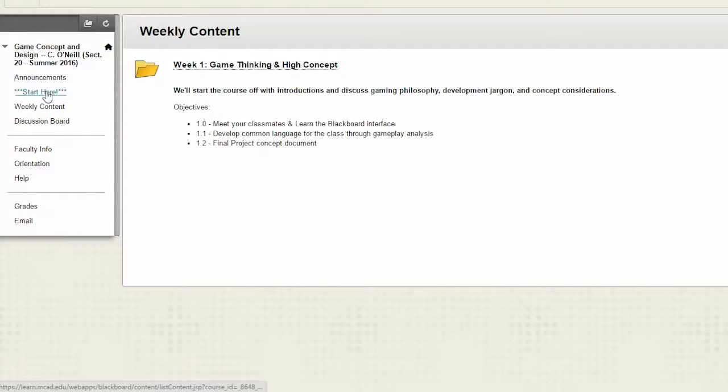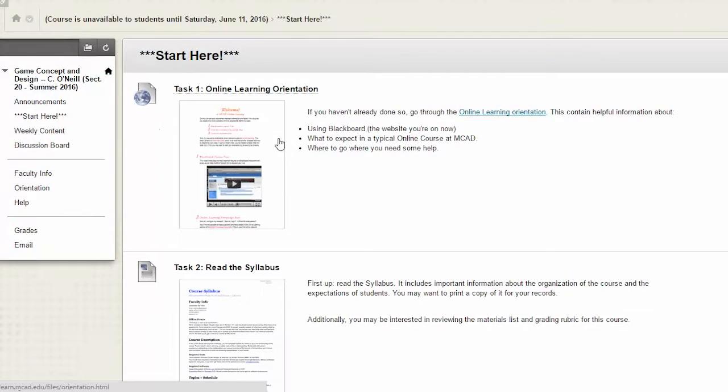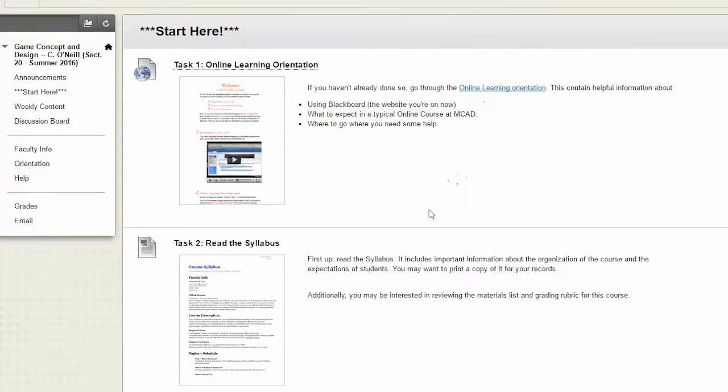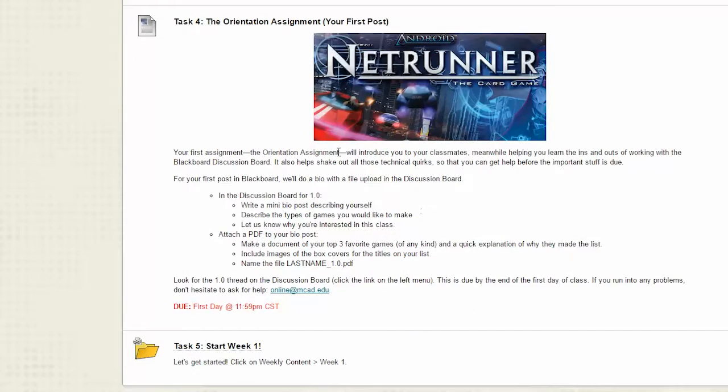So a good place to start is to go through the orientation, even if you've taken a Blackboard class before here at MCAD. This is a good warmer-upper. Just make sure that you have all your ducks in a row in terms of being able to post pictures and assignments to the discussion board. Every instructor does their submissions a little differently, and I like to have everything posted on the board so everybody can see it, and then comment directly on that post. So click the start here in the upper left and go through the orientation and take a look at the course information. The syllabus is there, and the instructions for the first assignment.